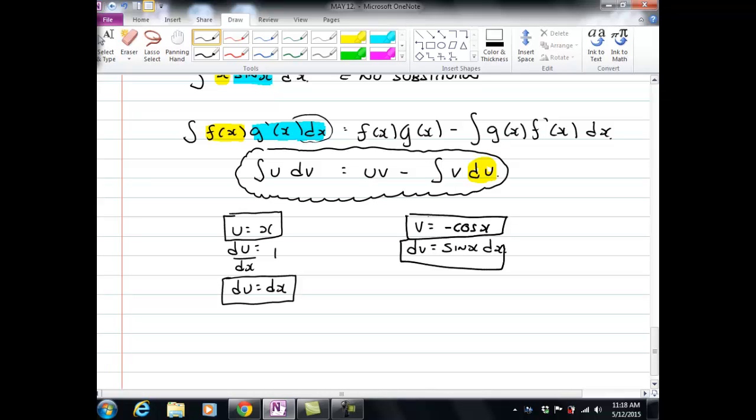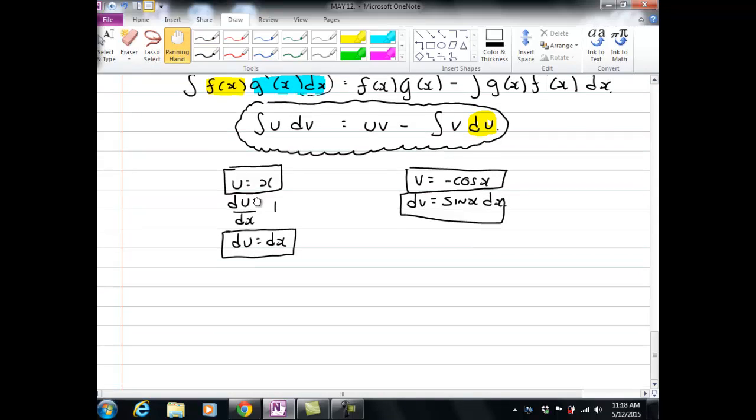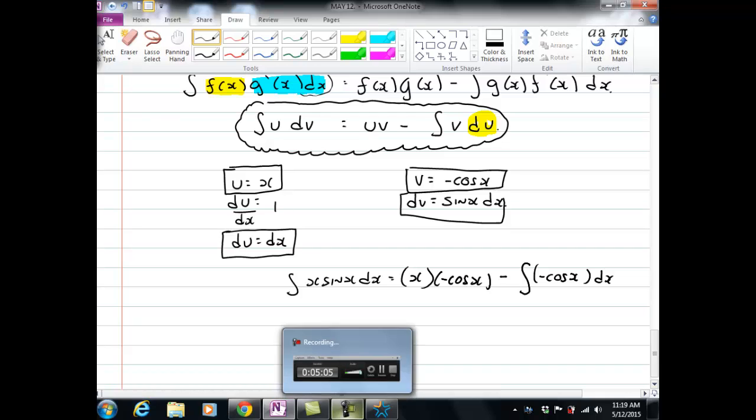So I'm going to use this now in my formula. So watch what I'm going to do. This now becomes integral of x sine x dx equals, so here's my first piece, uv. So I'm going to sub it in. So this becomes x times negative cos x, straightforward, minus integral v, which is negative cos x, and du is dx.